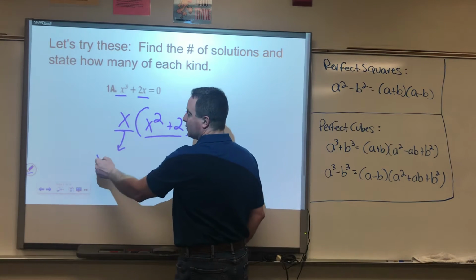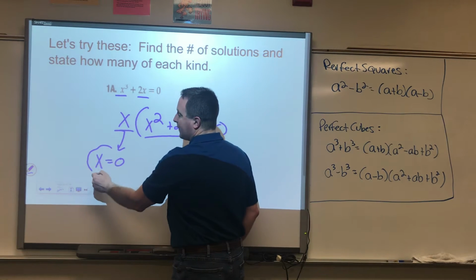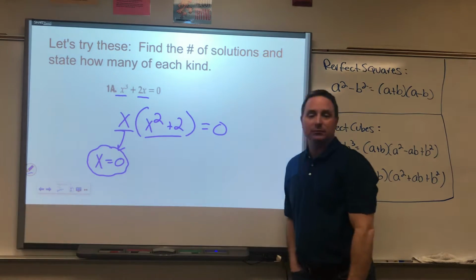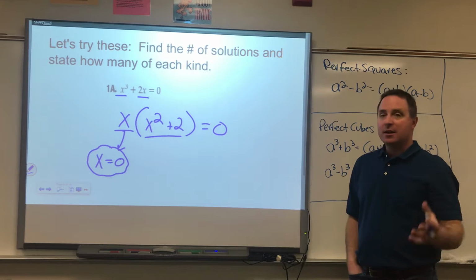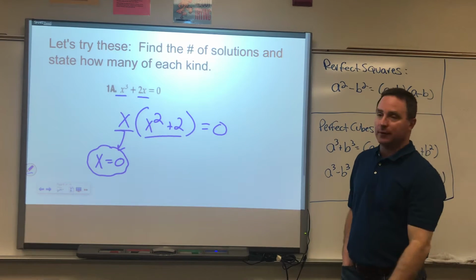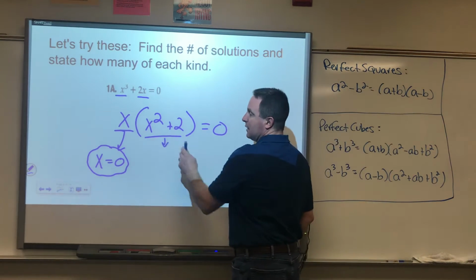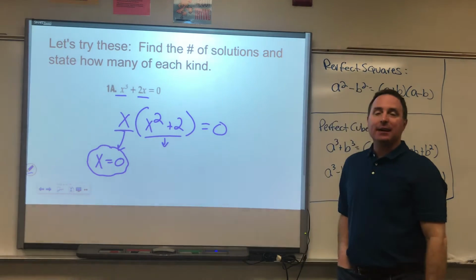Well, I have one solution. Whenever we have an x factored out in front, 0 is a solution. It actually doesn't matter if it's an x squared, an x cubed, an x to the 4th. If there's an x out there, 0 is one of them. And then how about this one? How do I find the solution to that if it's not factorable?